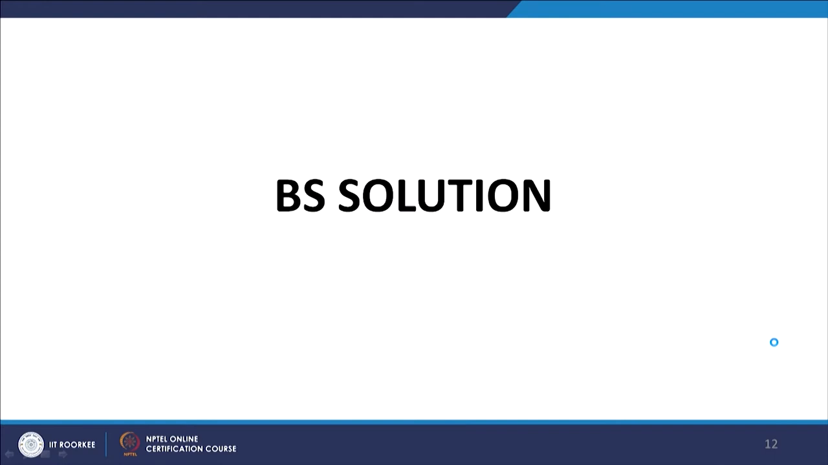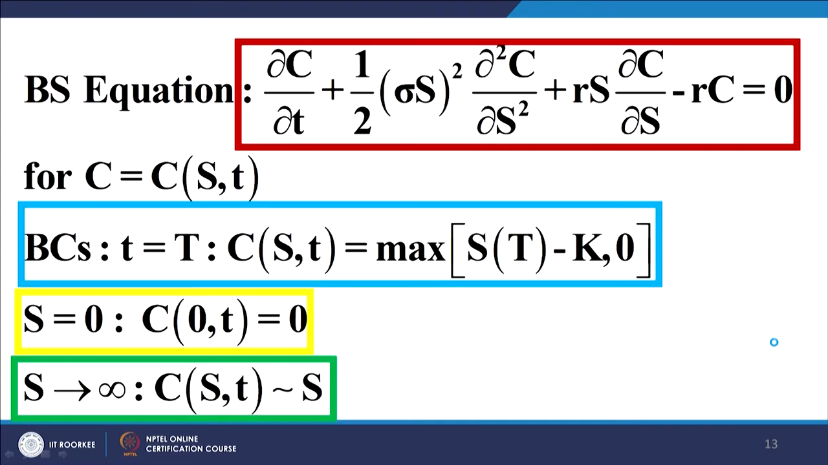Now, let us try to solve the Black-Scholes equation. The Black-Scholes equation that we have just arrived at is given here in the red box. The boundary condition at t equal to capital T, C(S_T) is equal to max(S_T minus K, 0), that is what we discussed. We are solving this Black-Scholes equation for a European call. Please take note of this. We are solving this Black-Scholes equation for the case of the European call.